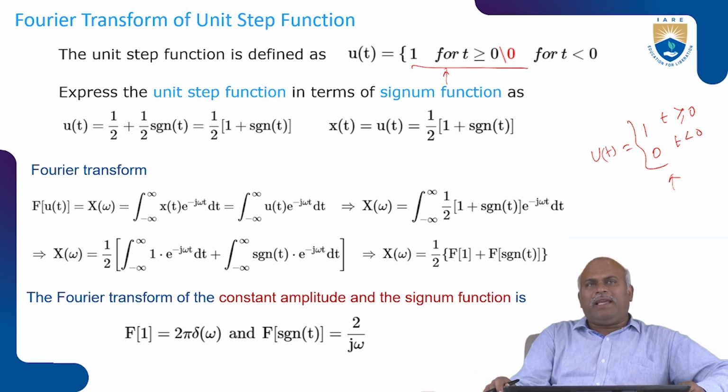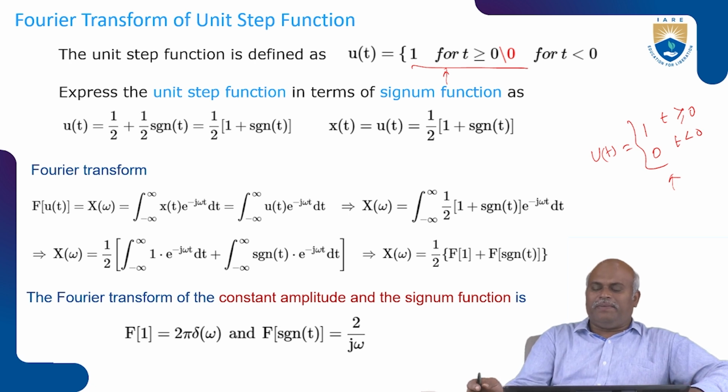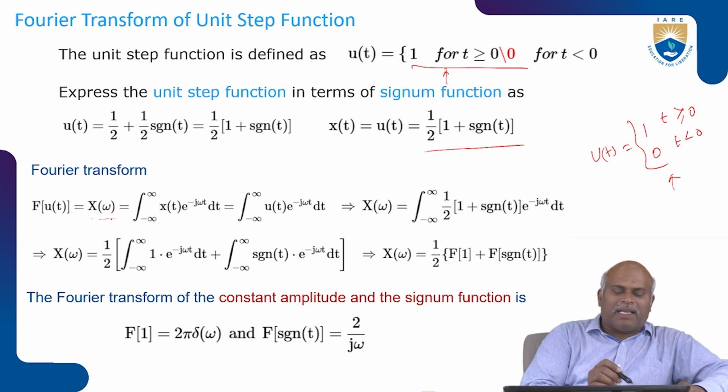Now we express the unit step function in terms of the sine function, because we know the sine function. Based on that, we can find the Fourier transform of the unit signal. Now I write u of t is equal to 1 by 2 plus 1 by 2 sgn of t, that is 1 by 2 times (1 plus sgn of t). Then x of t is equal to u of t, that is 1 by 2 times (1 plus sgn of t). Now we take the Fourier transform. So we know the Fourier transform, I write as X of omega.